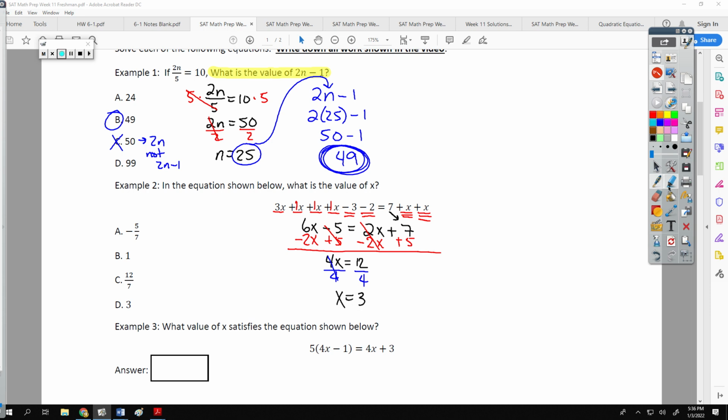And again, once we think we have the answer, the big key is we need to go back and locate the question that was asked. It asked, what is the value of x? Well, we have that right there, x equals 3.